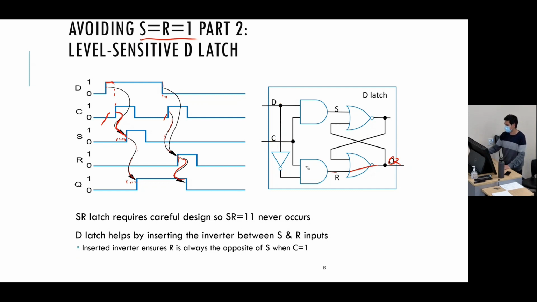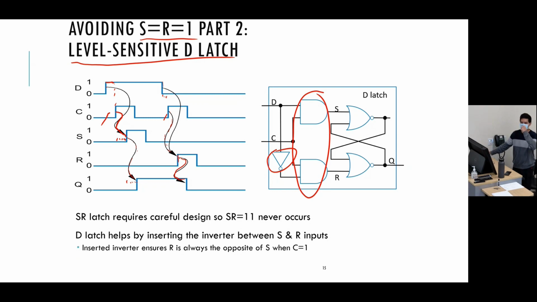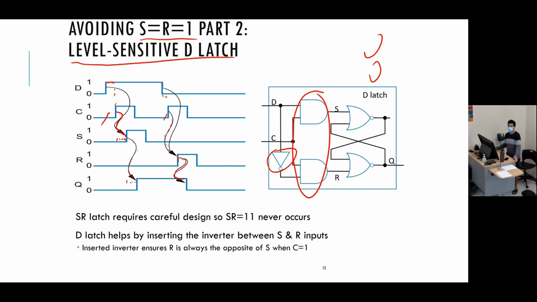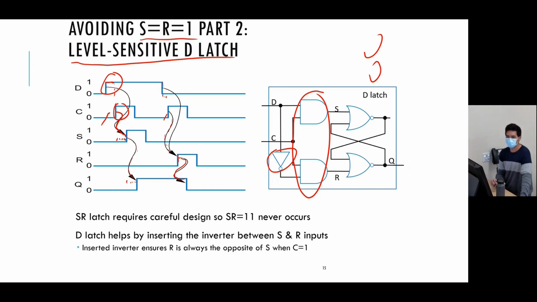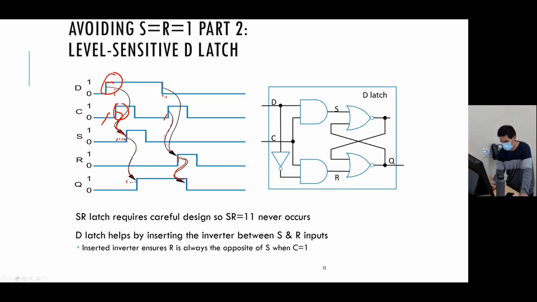So now I have this clock with these AND gates to allow that setup time for my inputs. And then I have this inverter to make sure that S and R are always opposites. So this is now a level sensitive D latch. There's one feature that this level sensitive D latch has lost. You can't have 0, 0 anymore, right? So it's just going to capture D at certain time points when the clock is high. So it's a little different.